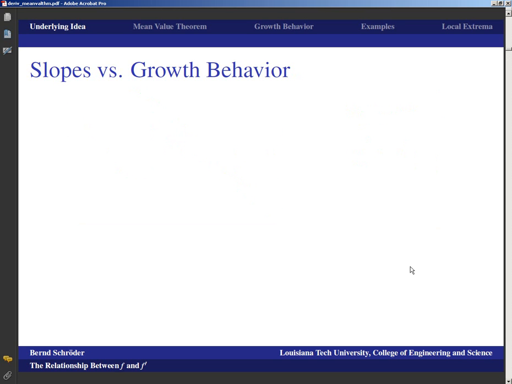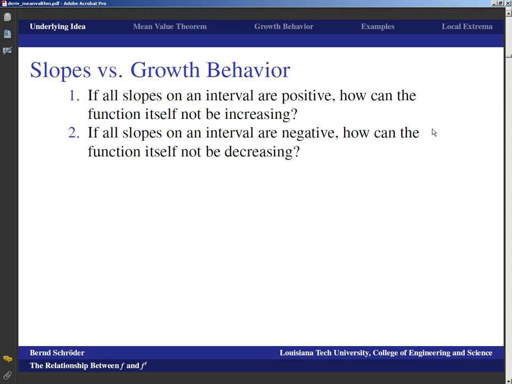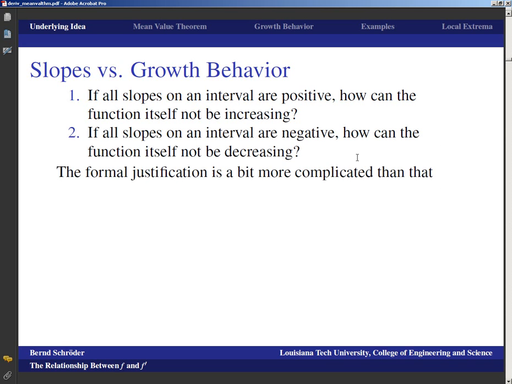But we would, of course, need to have a formal proof of that. So similar to the end of the previous presentation, we're going to talk a little bit more about formal justifications here. So let's see. Basically, the questions we could ask are: if all slopes on an interval are positive, how could the function itself not be increasing? Similarly, if all slopes are negative, how could the function itself not be decreasing?